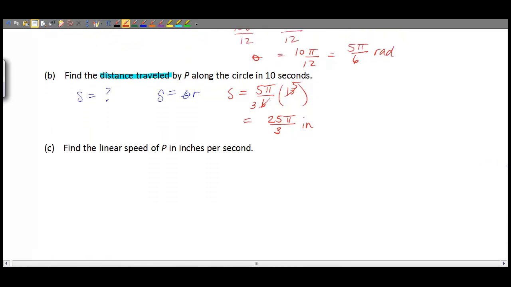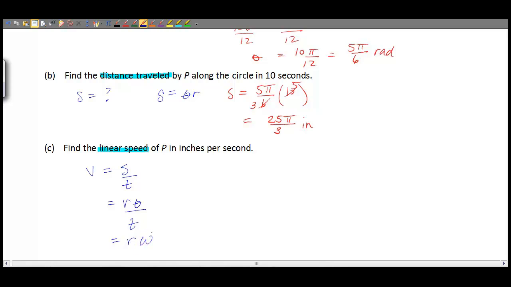Now the last part of this says, what is the linear speed? Linear speed was given by several different formulas. Velocity is equal to S divided by T. It's also equal to R theta divided by T. And finally, it's equal to R W.